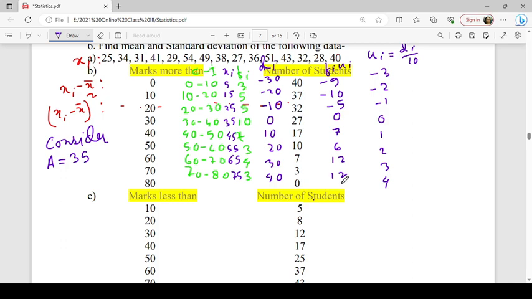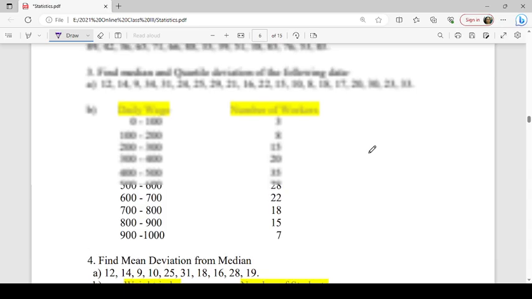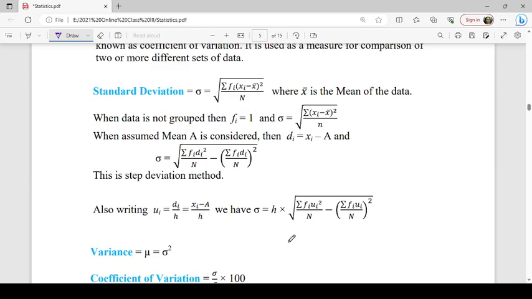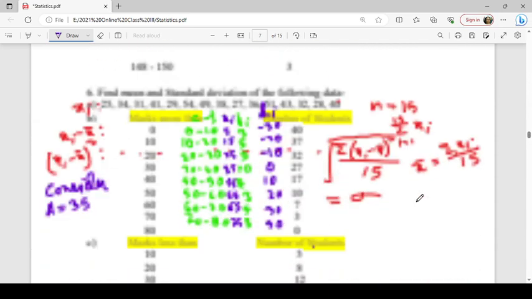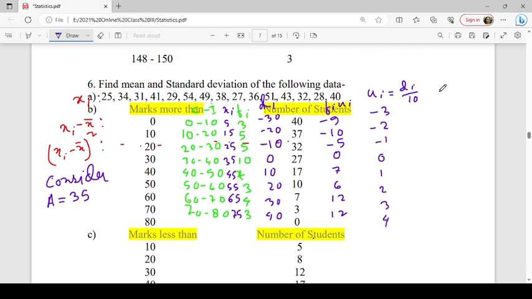Now we need summation fi ui and summation fi ui square. So see this formula. One we need fi ui, other we need fi ui square. Now we make another column, fi ui square. So fi ui into u again.